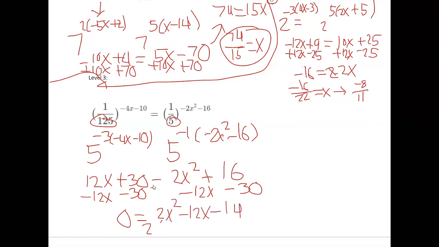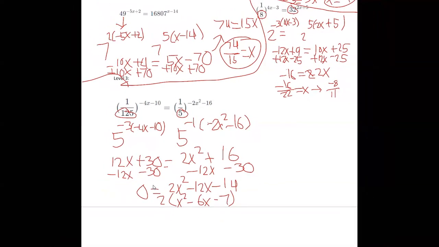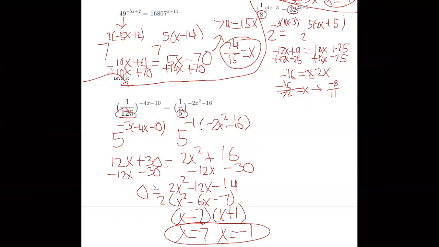You could factor out a 2, which might make this easier to factor instead of doing grouping or something like that. So yeah, what multiplies to -7 and adds up to -6? That would be -7 and +1. So you would get x equals 7, x equals -1. Since we have a quadratic in our exponents, we're going to get 2 answers. So that's one thing in level 3. A lot of them, I'm pretty sure pretty much all of them, are going to be quadratics.